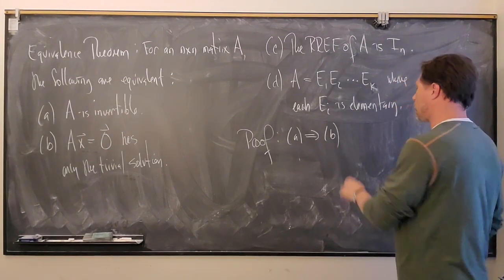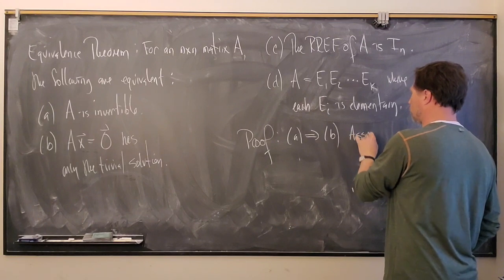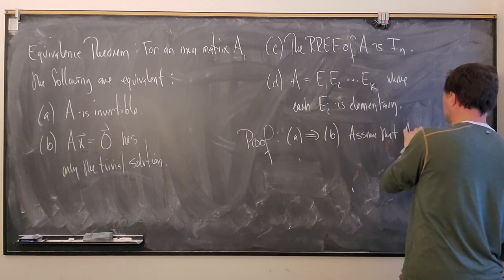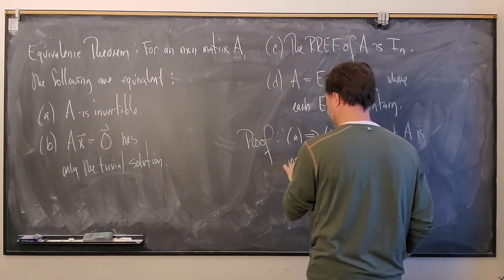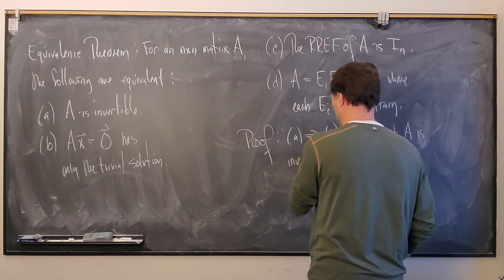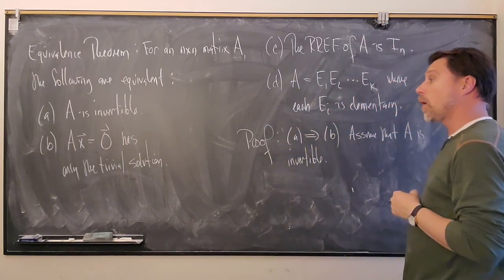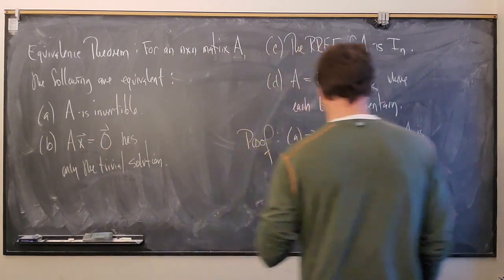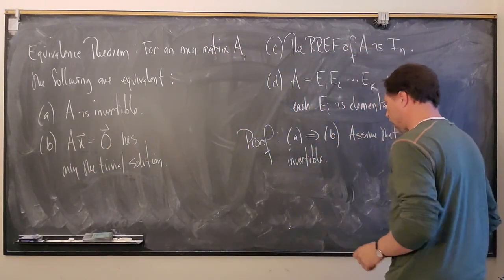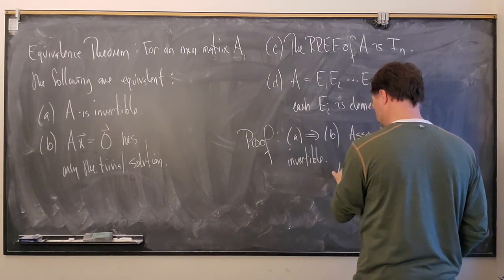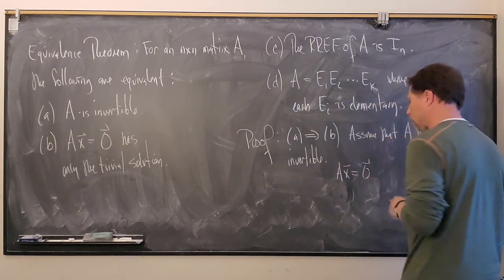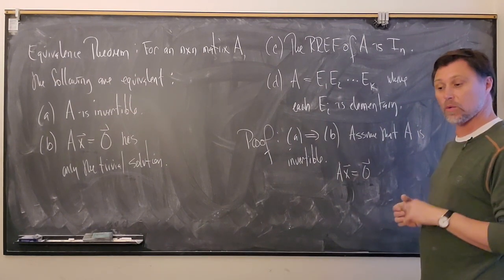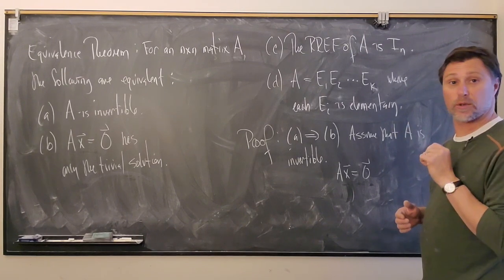Okay, so if A is true, that would mean that we can assume that capital A is invertible. And now what I want to do is show that the only solution to this equation right here is the trivial solution. So starting with the equation AX equals 0, I need to show that X equals the 0 vector. All entries are equal to 0.